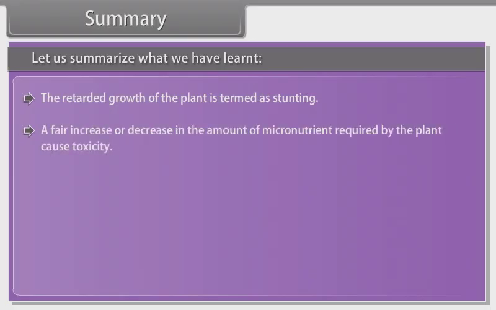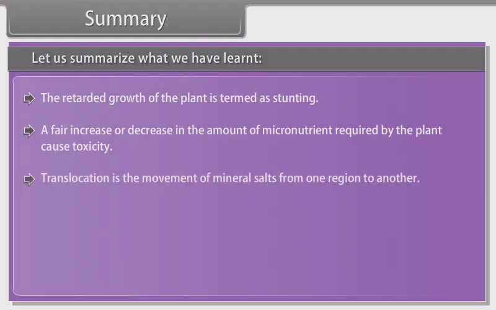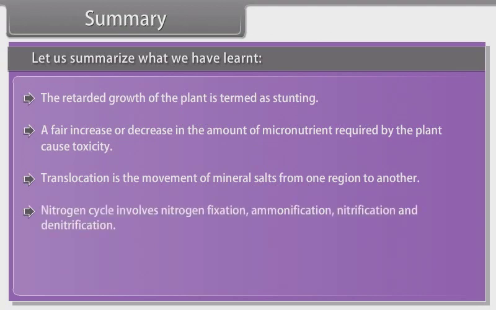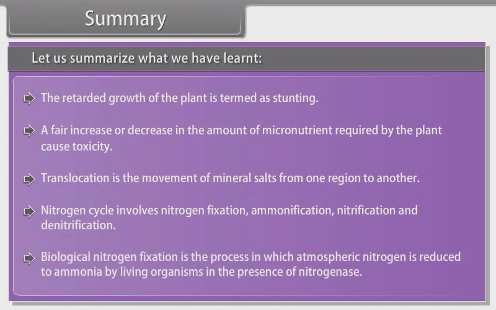A fair increase or decrease in the amount of micronutrient required by the plant causes toxicity. Translocation is the movement of mineral salts from one region to another. Nitrogen cycle involves nitrogen fixation, ammonification, nitrification and denitrification. Biological nitrogen fixation is the process in which atmospheric nitrogen is reduced to ammonia by living organisms in the presence of nitrogenase.